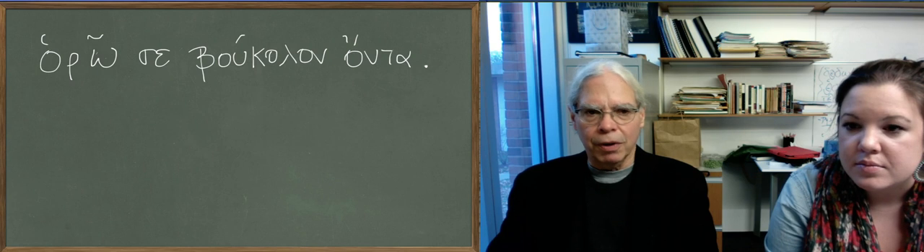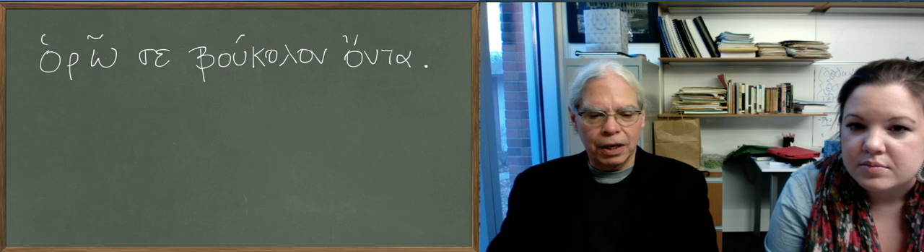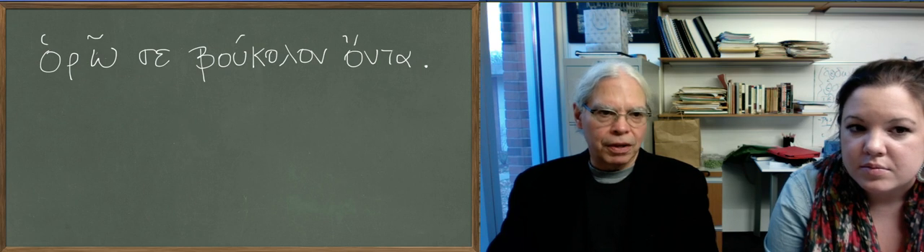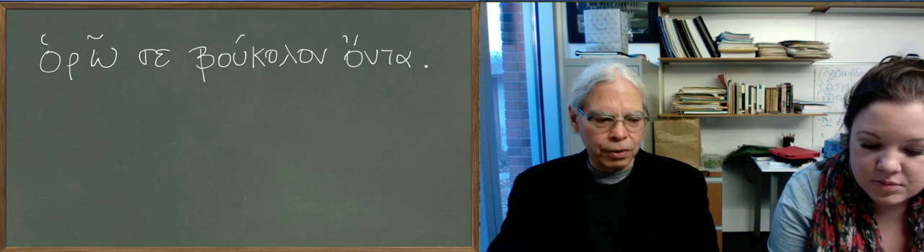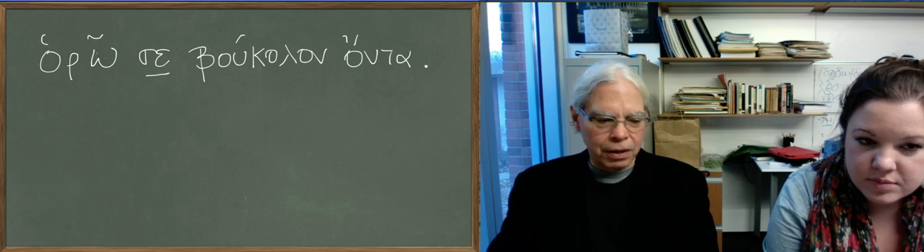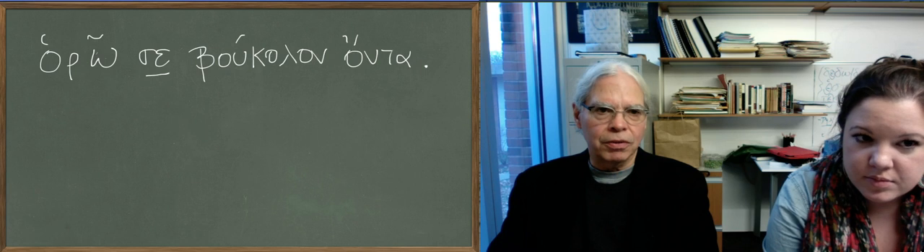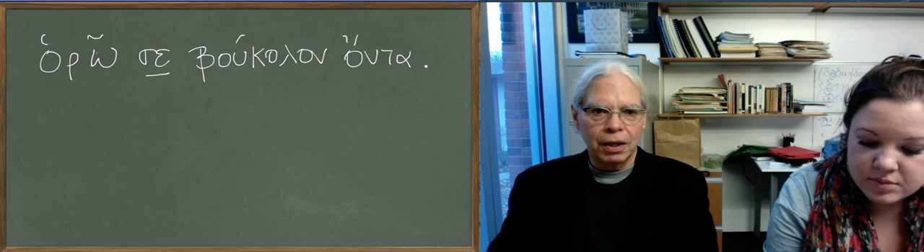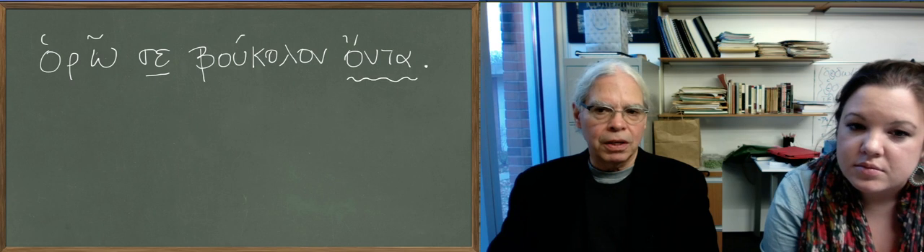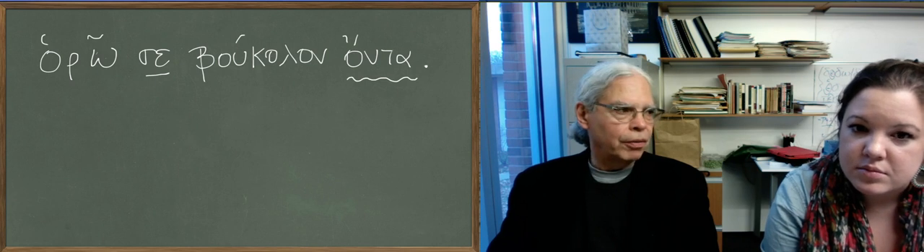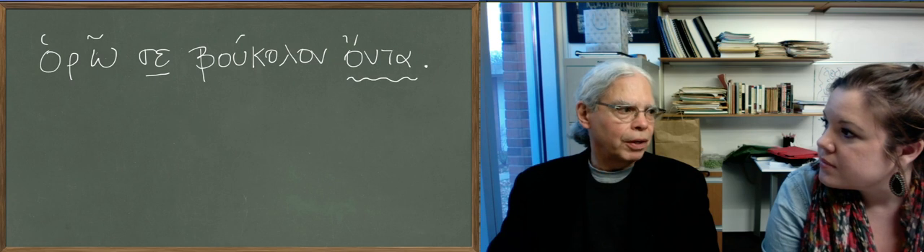This is a verb, horao, the verb to see, that governs the first kind of embedded sentence, in which the subject of the embedded sentence goes in the accusative case. That's the pronoun se, which is the accusative of su, okay? And the verb of the embedded sentence is a participle, okay? So when you're actually translating sentences like this, you have to be keyed in to the meaning of the embedded verb, right?